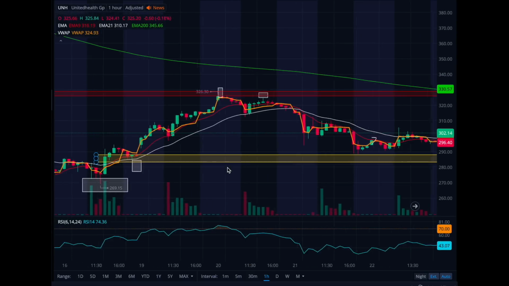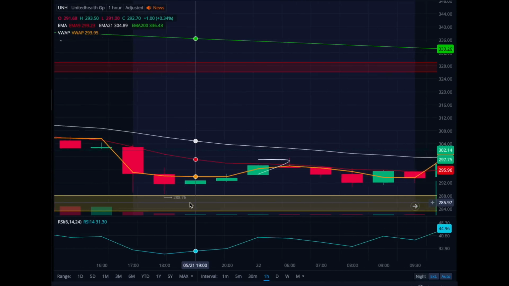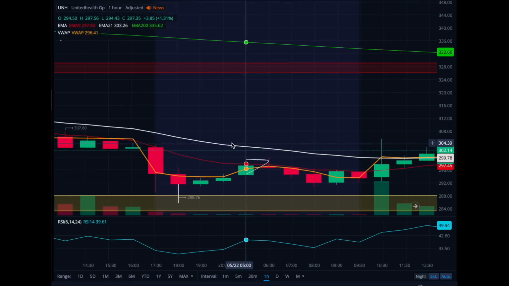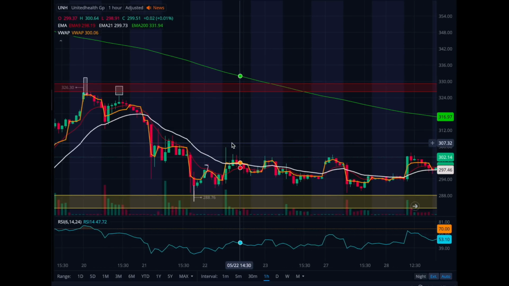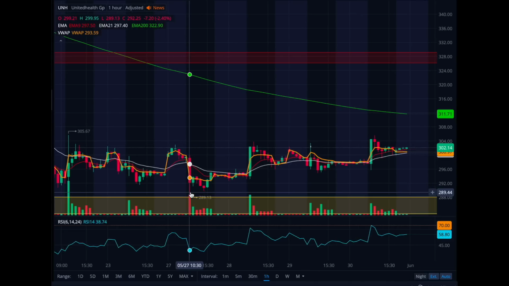We're going to zoom back out and we're going to go right here. Here's another level, $288.76. Let's mark that off. That is another level of support. Now, keep moving to the right. Has it retested the same level? Ask yourself that every time you're looking for supply and demand zones.